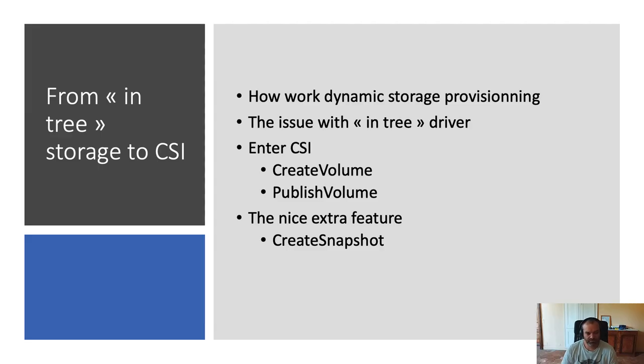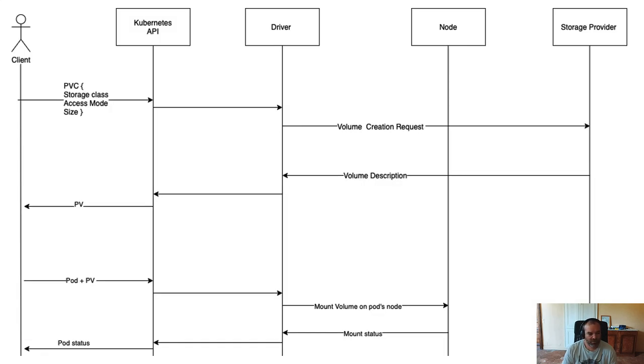To understand why we needed the container storage interface in Kubernetes, we need to understand how dynamic storage provisioning works. When the user submits a PVC, Kubernetes API translates this PVC request to the driver. And the driver, in its turn, is going to speak to the storage provider to create a volume. And in turn, you get a PV in the update of the PVC.